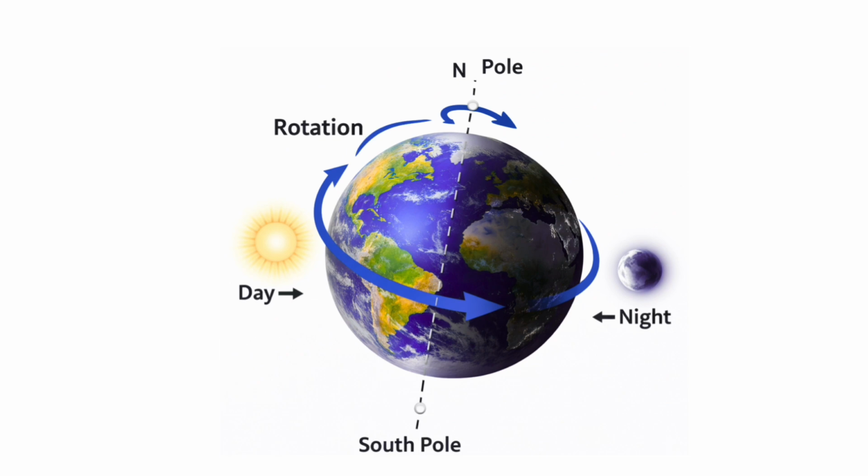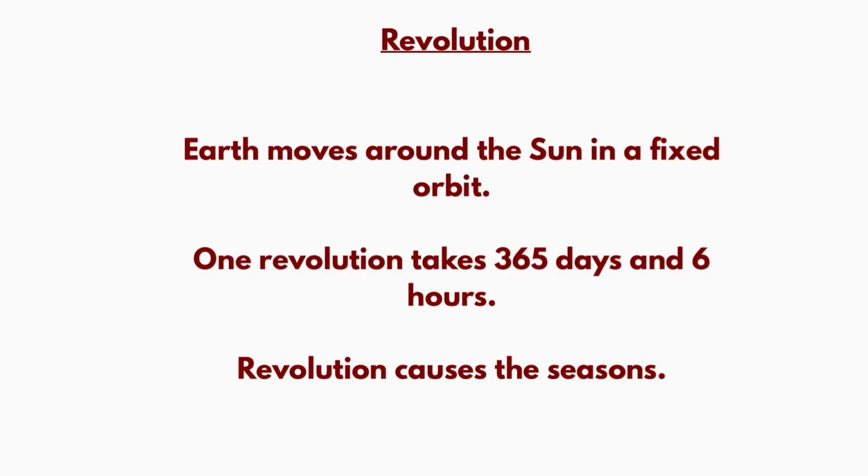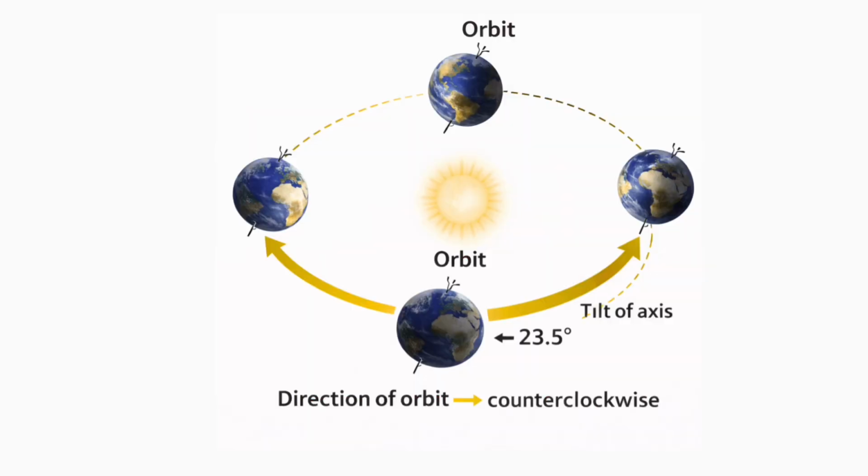Now we will talk about the revolution. Earth's revolution means Earth moves around the sun. Earth follows a fixed path called an orbit, and Earth's axis is tilted, not straight. Due to revolution and tilt, seasons occur and the length of the day and night changes.